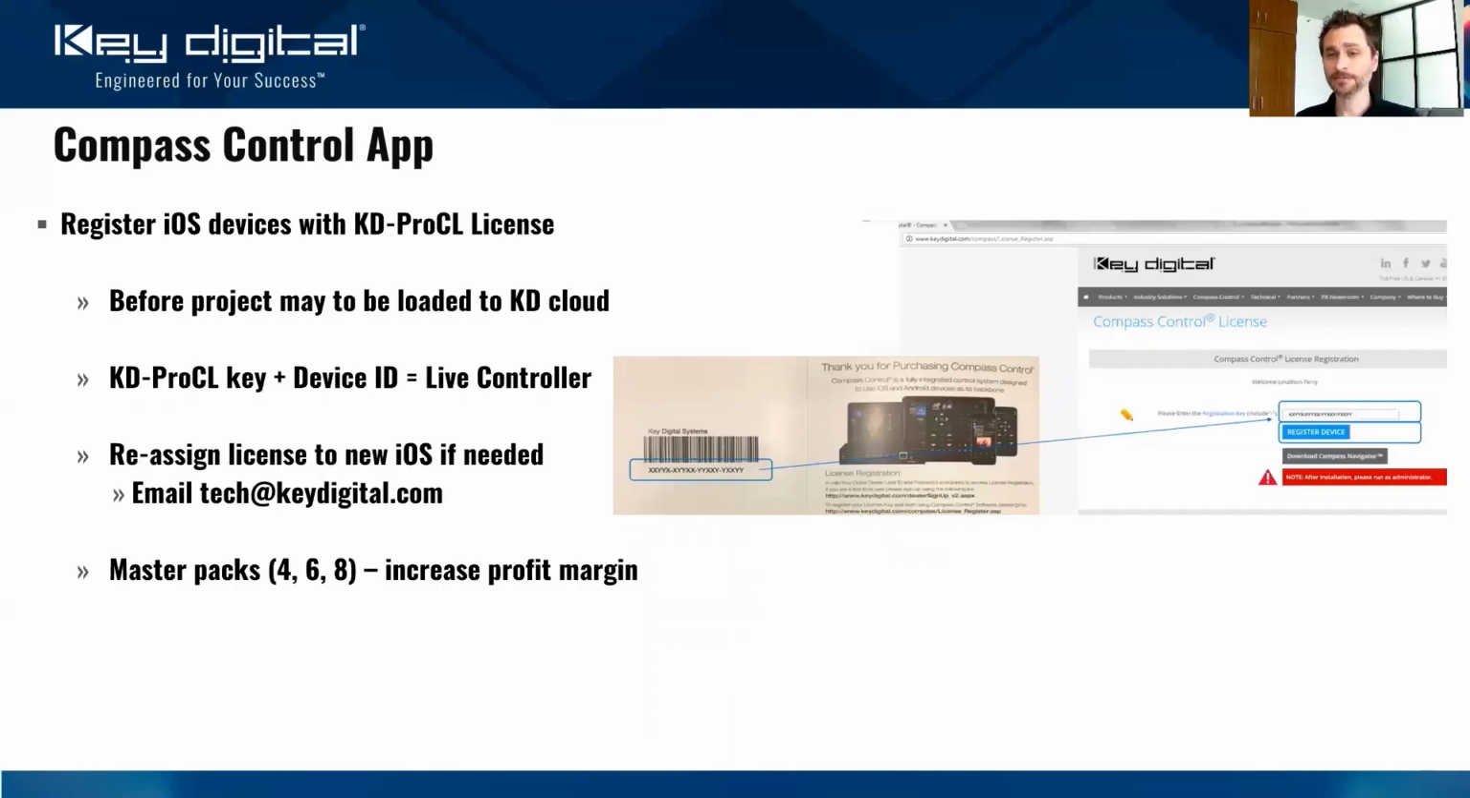The device ID needs to get married to a license. The app is free, but there is a cost for activating each controller. And that is done through our license, KD Pro CL, KD Pro CL1, KD Pro CL4, KD Pro CL6, and KD Pro CL8. Pro Compass license 1, 4, 6, or 8, because you do have multi-packs, which help you increase your profit margin.